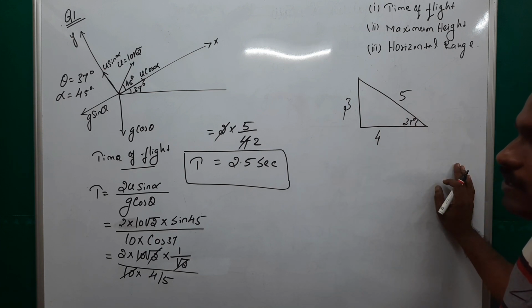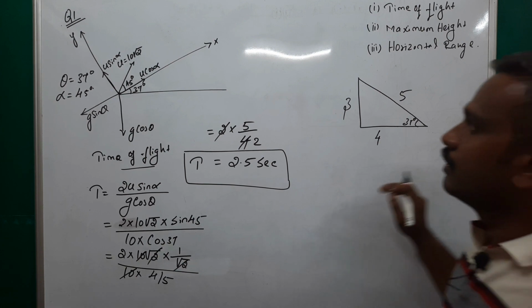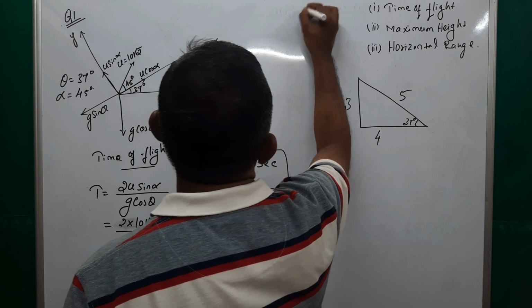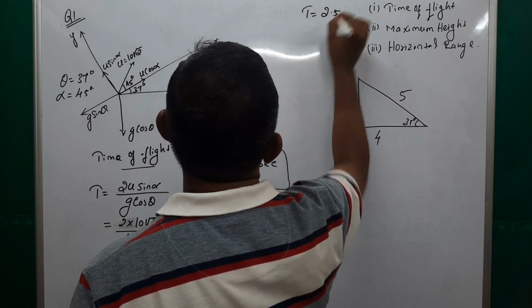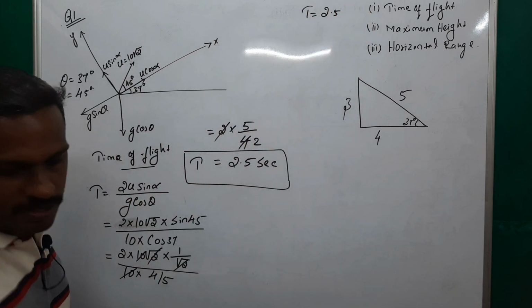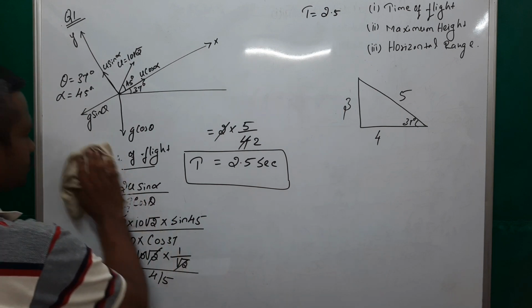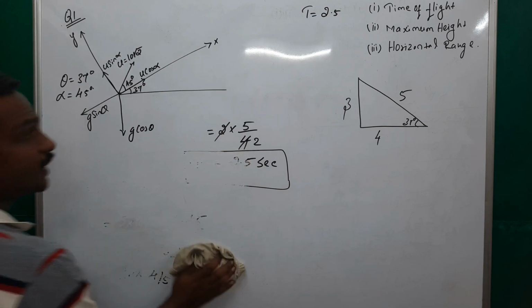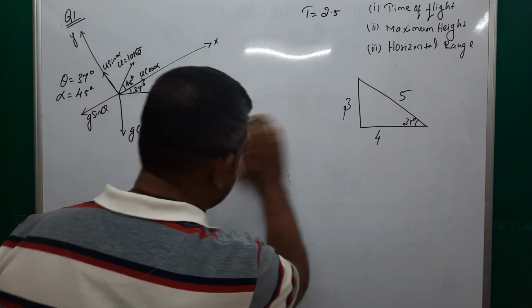Okay, so t is equal to 2.5 seconds, you will get the answer. Okay, so t is equal to 2.5. Okay, so the second thing we have to find is the maximum height.